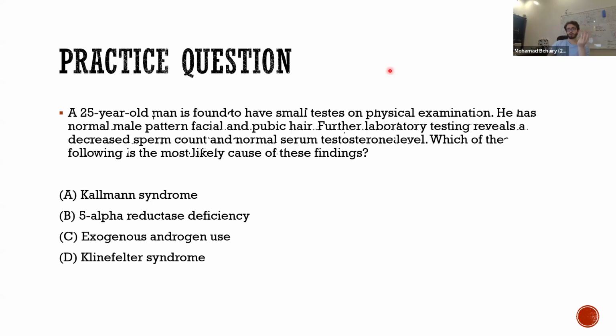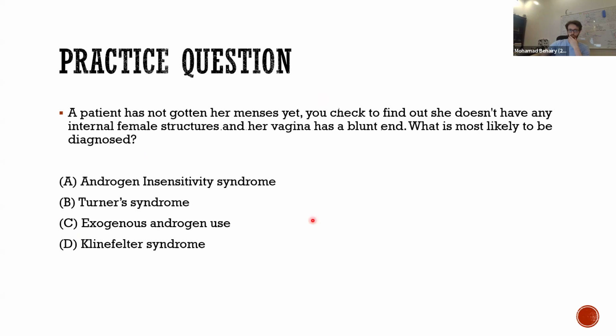This is characteristic of C, exogenous androgen use. This is not Kallmann syndrome. Testosterone is normal. This is not Klinefelter syndrome. Testosterone is normal. This is not 5-alpha reductase deficiency. This person's testosterone is normal. The topic has nothing to do with testosterone. It's exogenous androgen use. Moving on to the next question.